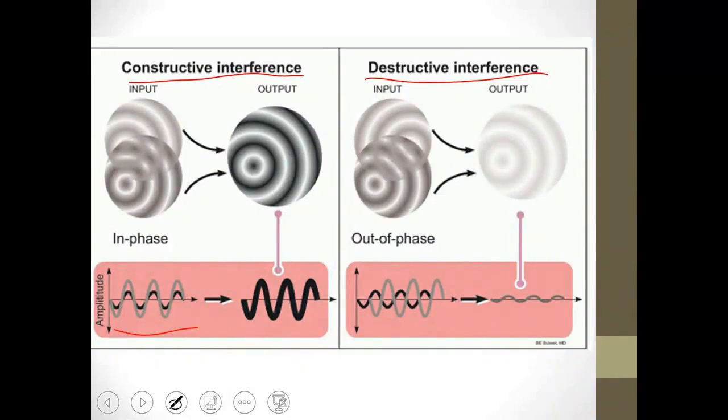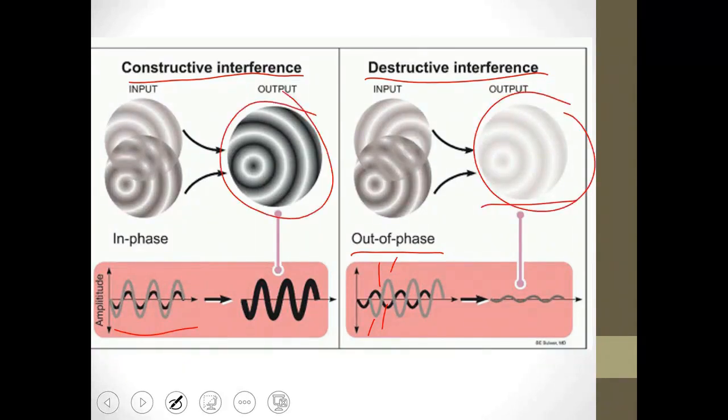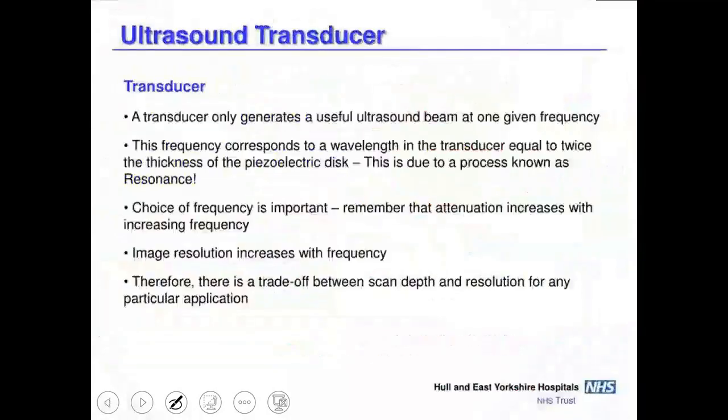Both are together at the same time, but out of phase means that the signal at the top is opposed by the bottom, and the bottom is opposed by the top. Therefore, the two signals cancel each other out, resulting in a weak output like this, unlike constructive interference, which is the constructive overlap between the ultrasound pulses. All right, we are good with that.